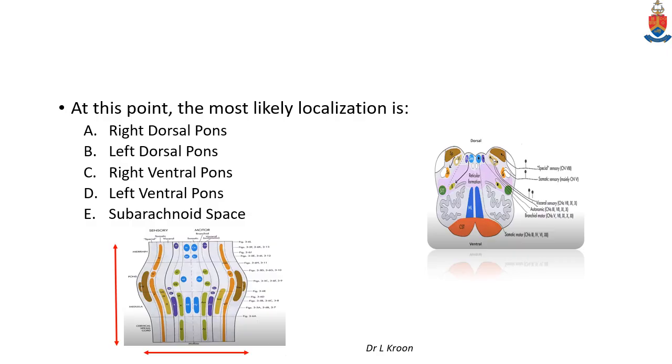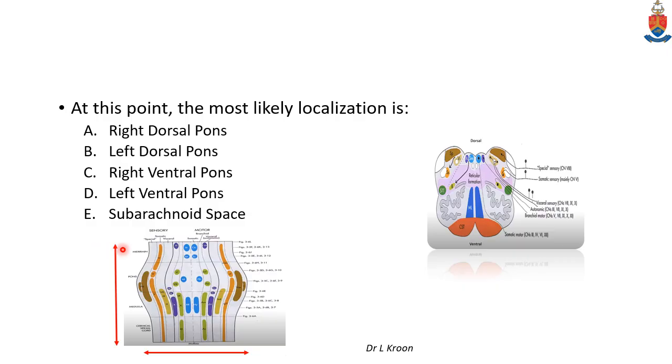At this point in time, the most likely area of localization is either in the right dorsal pons, the left dorsal pons, the right ventral pons, the left ventral pons, or in the suprachoroidal space. So as you can see here, it's most likely going to localize to an aspect in the pons if you look at these answers. Okay, so let's think about localizing in the brainstem.